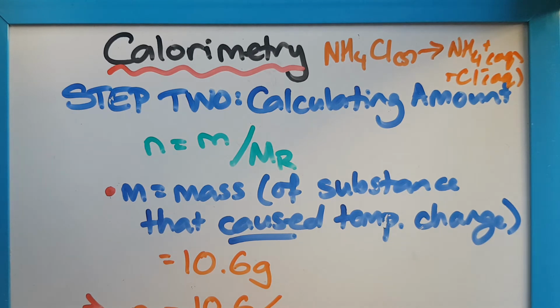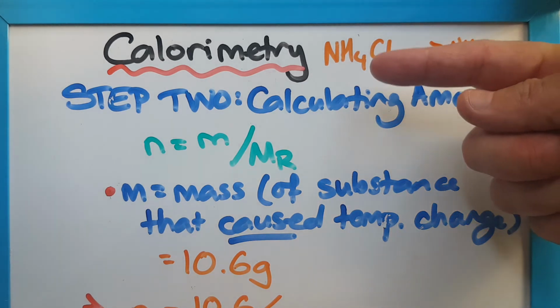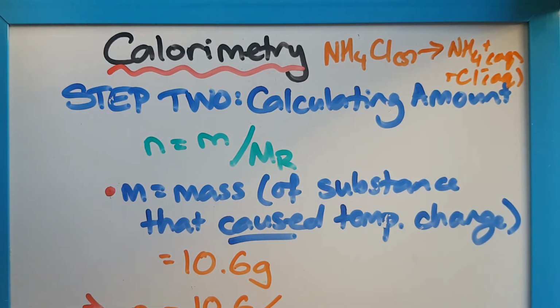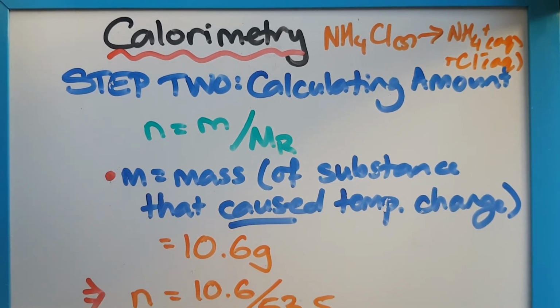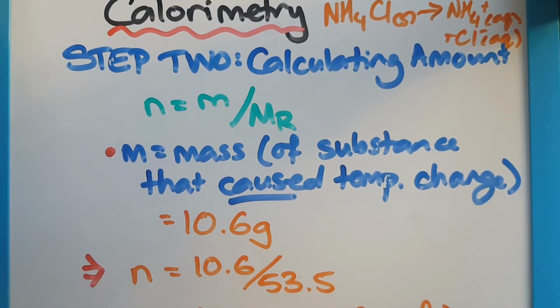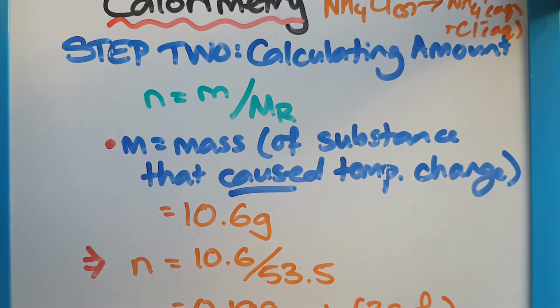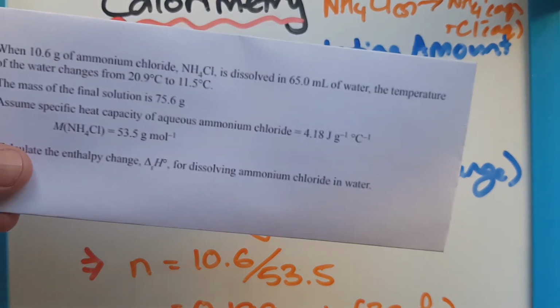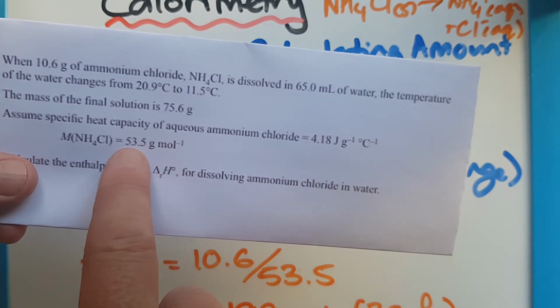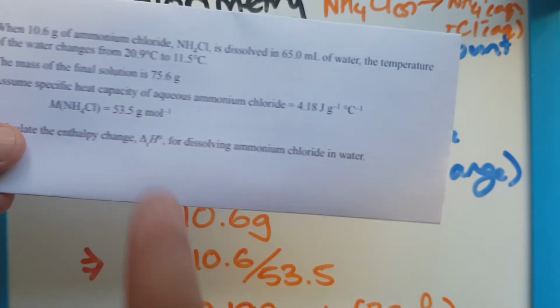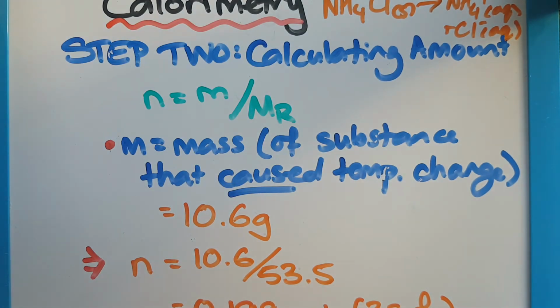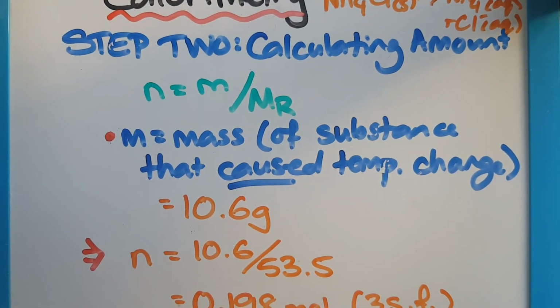So all I have to care about is the mass of the stuff that caused this change, and the stuff that caused that change was the ammonium chloride turning into ions. So I can actually work out the amount of that quite easily using this equation here, where the amount is the mass divided by the molar mass. And of course the molar mass is the sum of the atomic masses of everything in that formula. But again, it was given to us in our question as 53.5 grams per mole. So it's sort of given us the answer in this one. We just have to know how to use it.